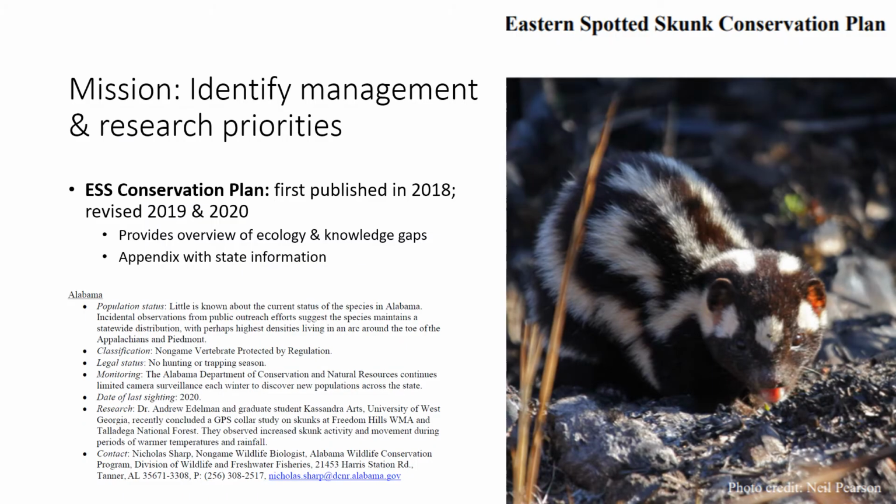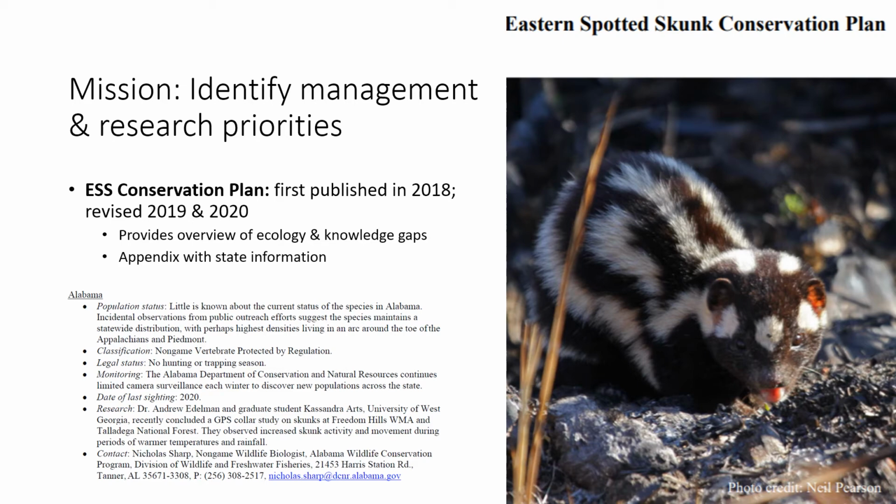Our second mission as a group was to help identify management and research priorities. The first way we set out to accomplish this goal was to create an eastern spotted skunk conservation plan. And this was written by experts who are also group members, and it gives an overview of the ecology and natural history of the spotted skunk, and also points out knowledge gaps as well as suggests conservation actions.